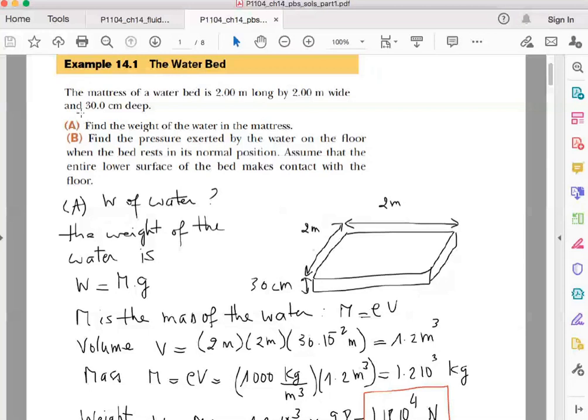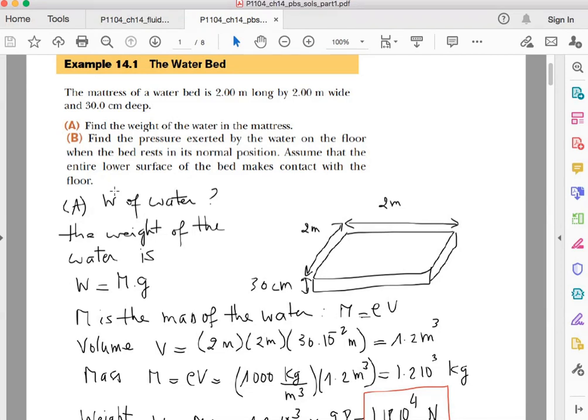The first question, you have to find the weight of the water in the matrix. And in part B, you have to find the pressure exerted by the water on the floor when the bed rests in its normal position. Assume that the entire lower surface of the bed makes contact with the floor. Okay, so it's a very easy question. Let's start with the first one.